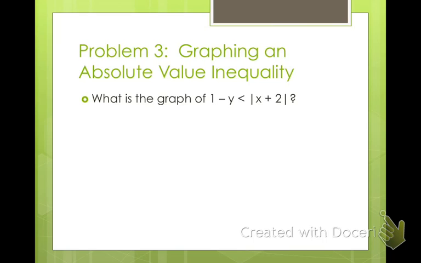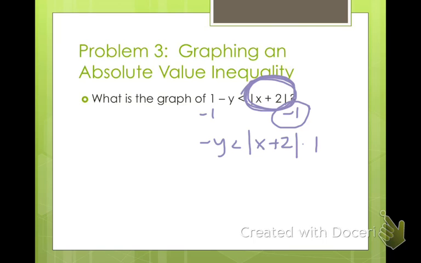So when we graph this one, remember, absolute values are always y equals. So we need to first get that y by itself. So we're going to subtract 1 from both sides. Now, this 1 cannot be put inside this absolute value because this absolute value is all 1 unit. So we're going to write it on the outside. So negative y is less than absolute value of x plus 2 minus 1.